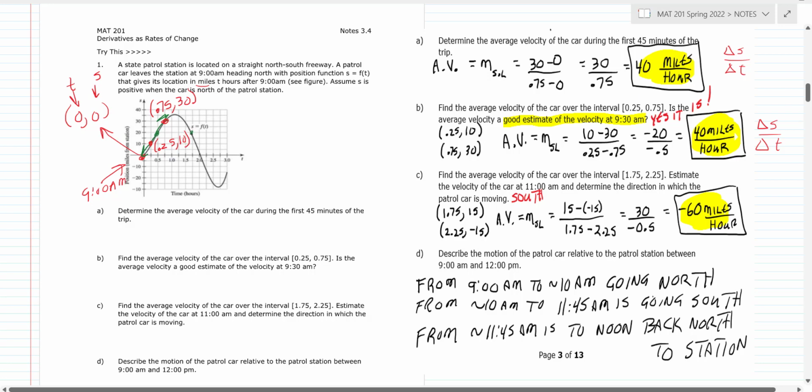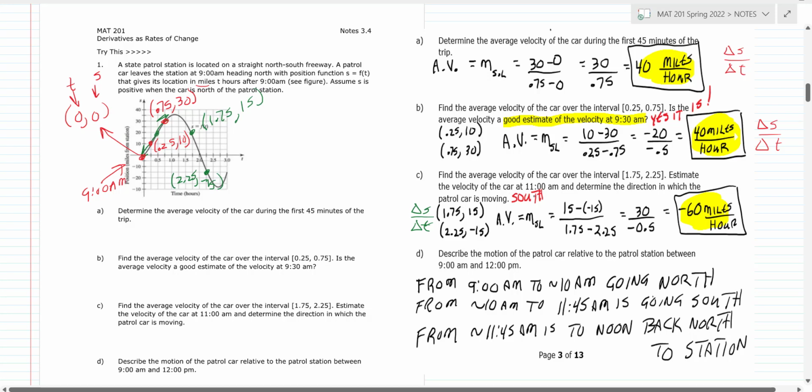Okay, part C says find the average velocity of the car over the interval 1.75 to 2.25. So let's see, at 1.75, it looks like you get the point time 1.75, displacement of 15 miles. And then the second point would be 2.25, negative 15. So I've got these 2 points here on part C. Again, I do the slope. You can choose the order. I'm doing delta S over delta T, so I'm doing 15 minus negative 15 over 1.75 minus 2.25. That gives negative 60 miles per hour.